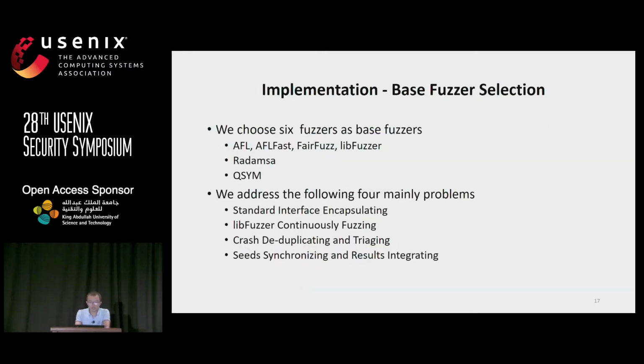For the implementation, we first chose 6 popular fuzzers as base fuzzers based on the 3 heuristics. We chose AFL, AFLFast, FairFuzz, and libFuzzer. They are mutation-based fuzzers. We also chose Radamsa, which is a generation-based fuzzer, and QSYM, which is a hybrid fuzzer. During the implementation, we need to address the following 4 main engineering problems.